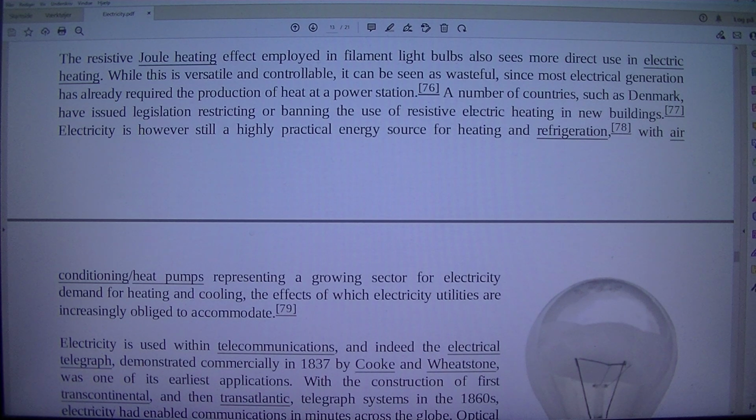A number of countries, such as Denmark, have issued legislation restricting or banning the use of resistive electric heating in new buildings. Electricity is however still a highly practical energy source for heating and refrigeration. With air.